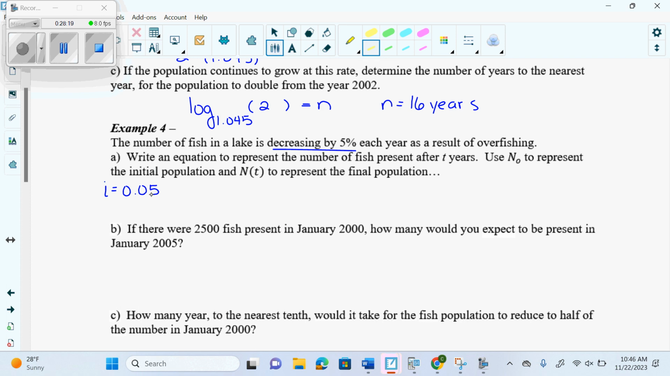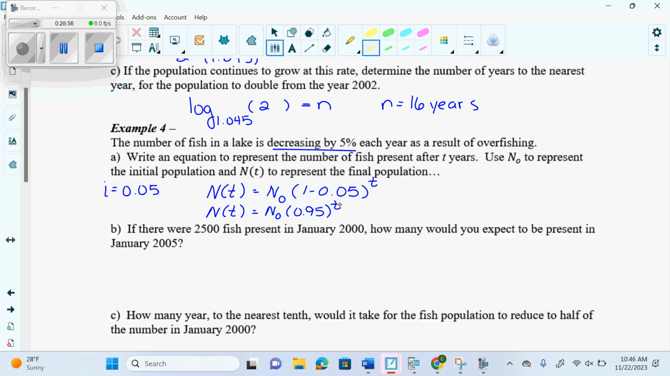And it's as a result of overfishing. Write an equation to represent the number of fish present in t years, so now I have to use a t instead of n. Use N sub 0 to represent the initial population and N of t to represent the final. So I have N of t equals N sub 0 times (1 minus 0.05) to the t. I don't have choices. I have to do what they say. So I have N of t equals N sub 0 times 0.95 to the t, which makes sense because it's decreasing by 5%, so I would have 95% of the population left every year.